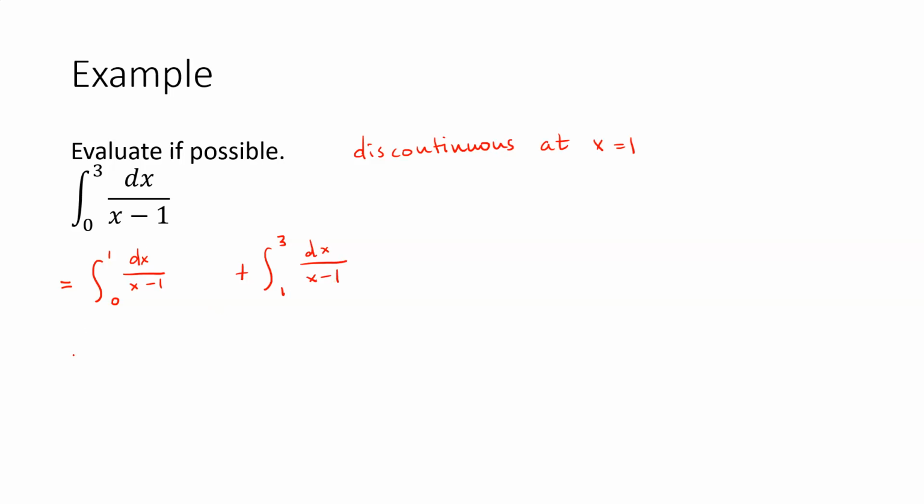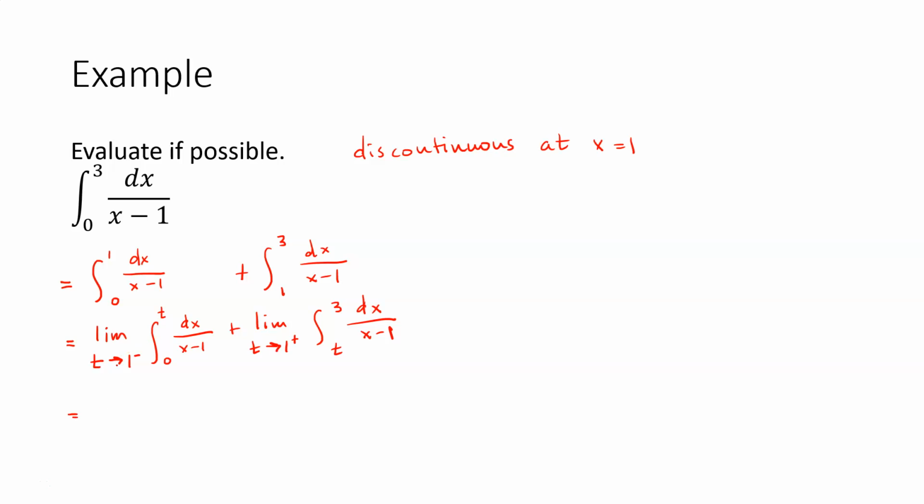And since each of these now has the discontinuity at one of the endpoints, we'll write each of them as limits. So this one will be the limit as t approaches 1 from the left side, integral from 0 to t. This one will be the limit as t approaches 1 from the right side, integral from t to 3.